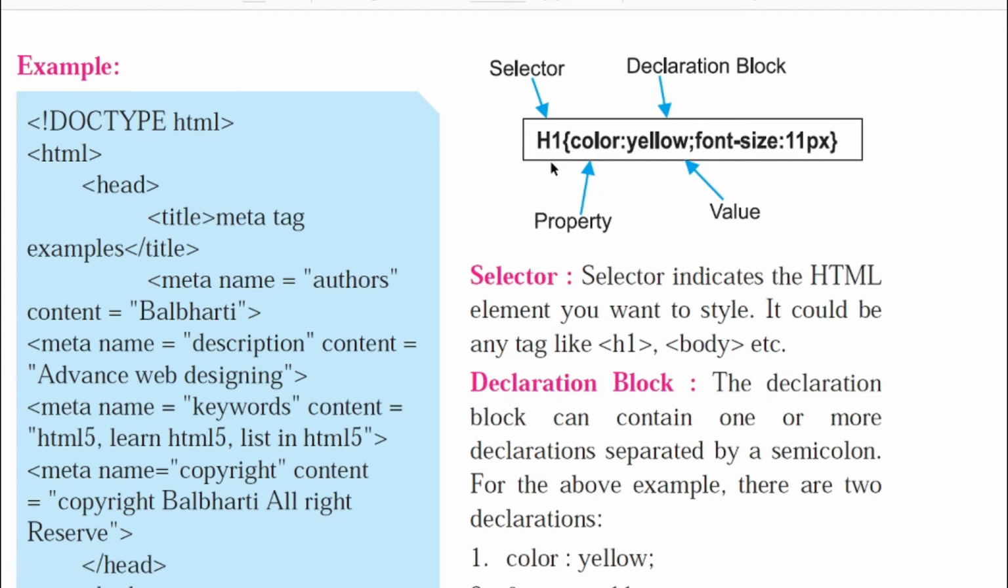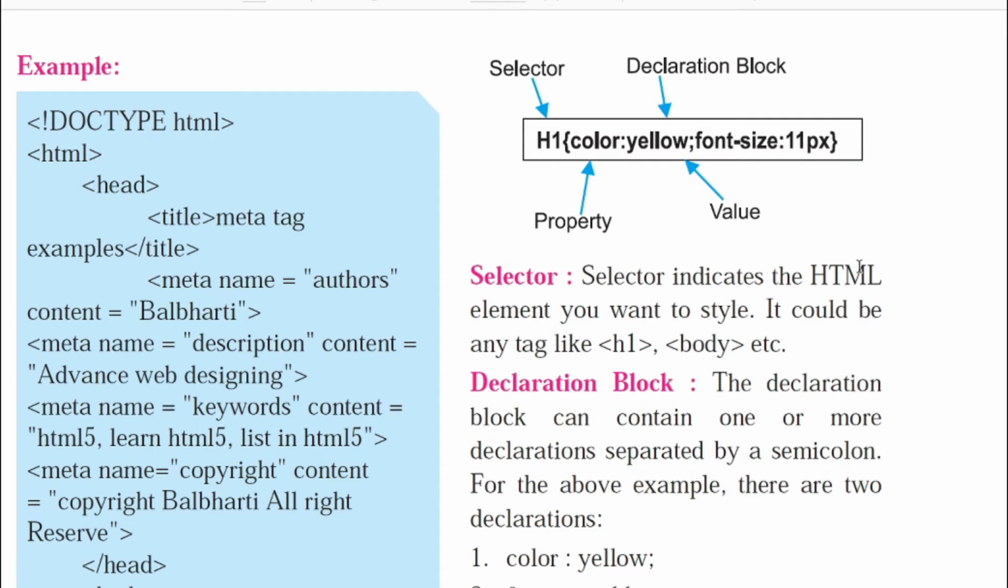Similarly, the declaration block is made up of two things, that is the property and value. Property is what exactly you want to change, and value is the value which you want to make sure appears on your web page. Here H1 is the selector, property is color, and the value of color is yellow. Similarly, font size is also a property and 11 pixels is the value for it.